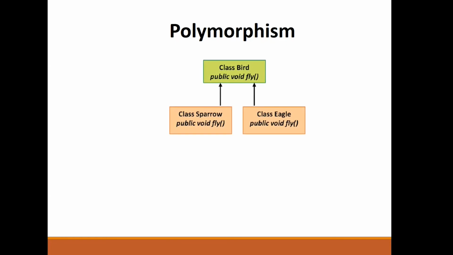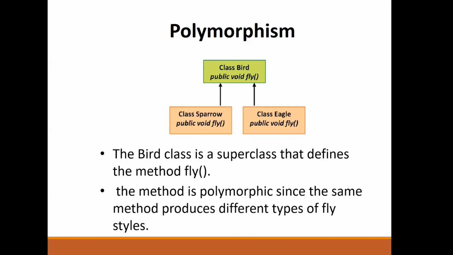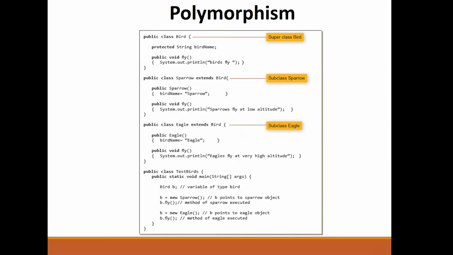Okay, so as you can see here, meron tayo class Bird, public void. Okay, we have Sparrow and Eagle. So the Bird class is the superclass and defines the method fly. And the method shows polymorphism, since the same method produces different types of fly style. So as you can see, ito yung sinasabi ko kanina. You have the superclass Bird, and then you have your bird name, and then you have the fly method. Okay, now you created a new class for Sparrow, which is a subclass of Bird.